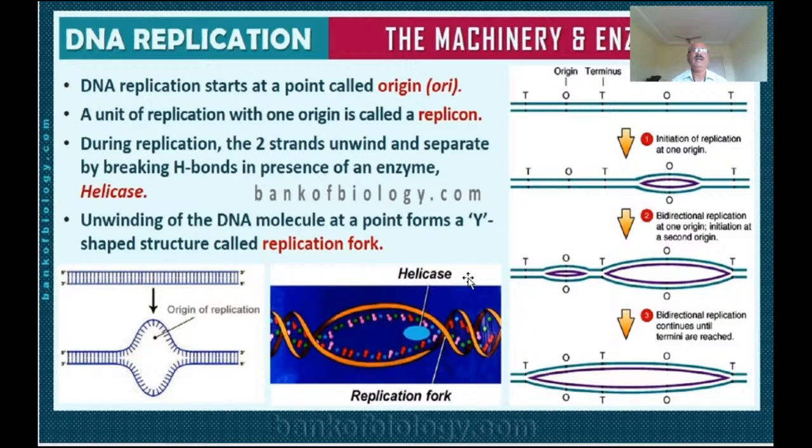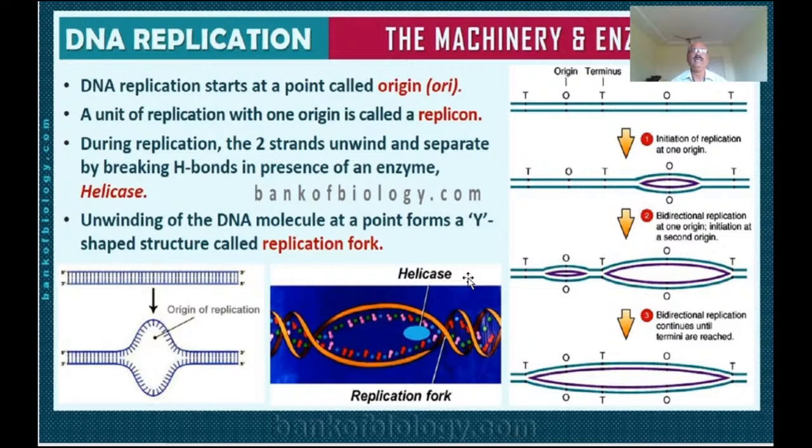DNA replication starts at a point called origin, that is ORI. So where DNA replication starts, that point is called the origin, simply called ORI. A unit of replication with one origin is called a replicon. During replication, the two strands unwind and separate by breaking hydrogen bonds in the presence of an enzyme, helicase.